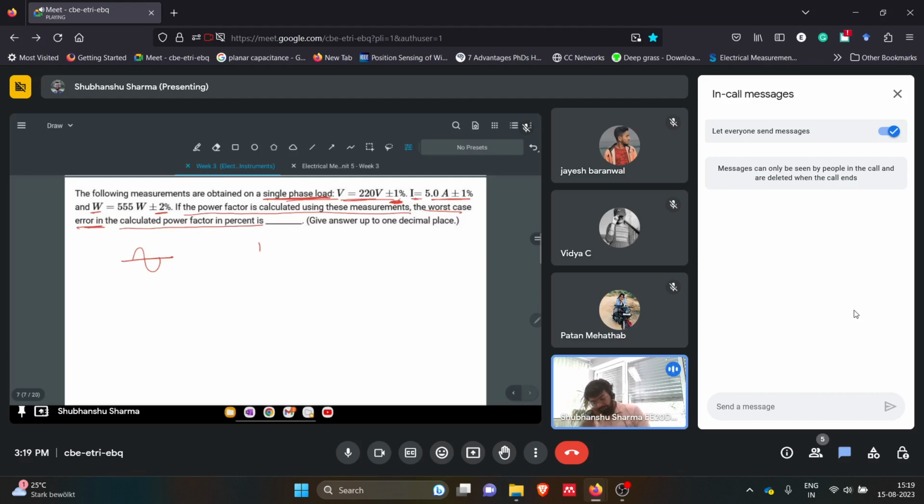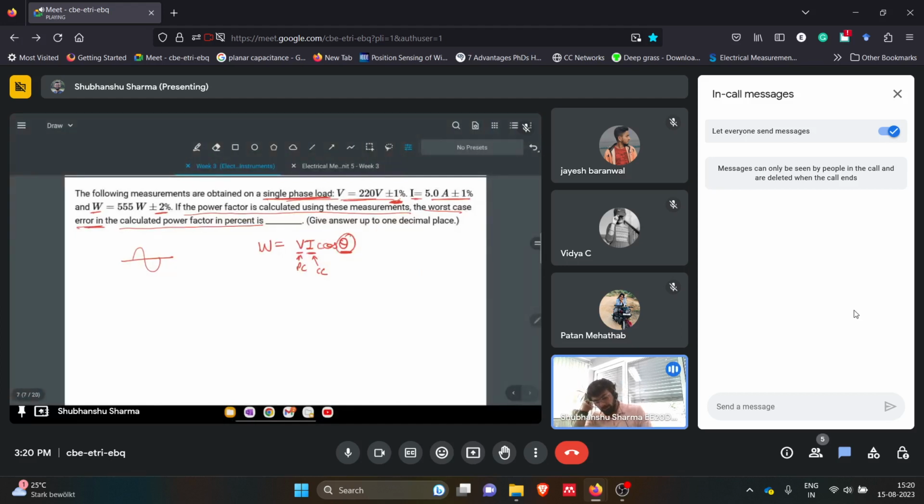So normally I think you will be learning this in this course only. In this fourth week itself, the power given by this is VI cos theta. This theta is the angle between the voltage of the pressure coil and the current in the current coil of that wattmeter. So we have the power of this wattmeter as VI cos theta.